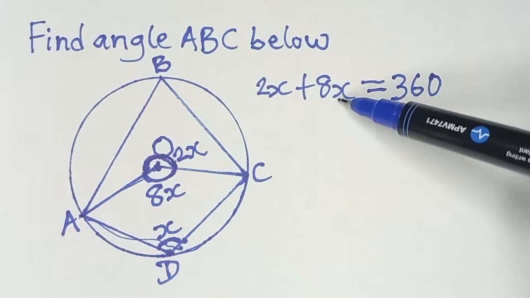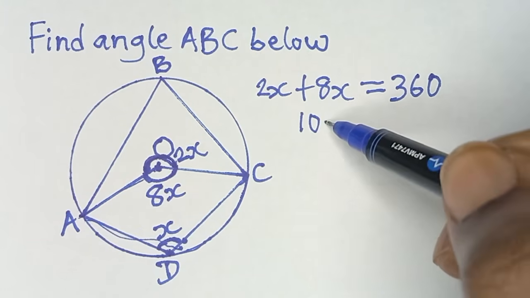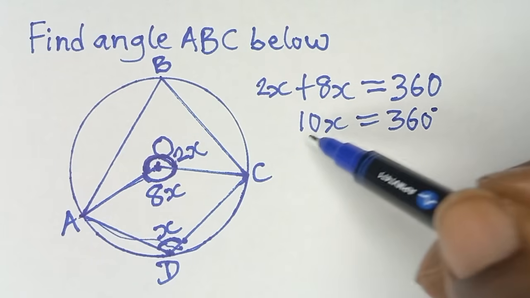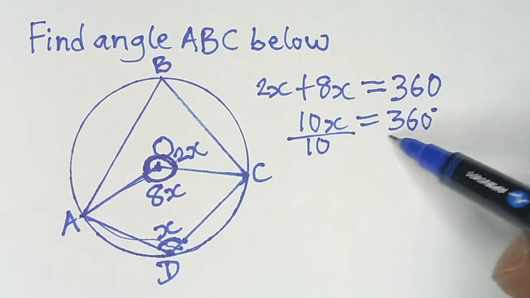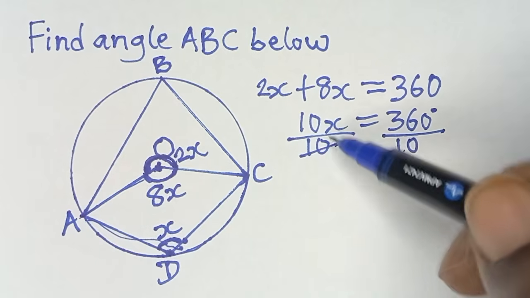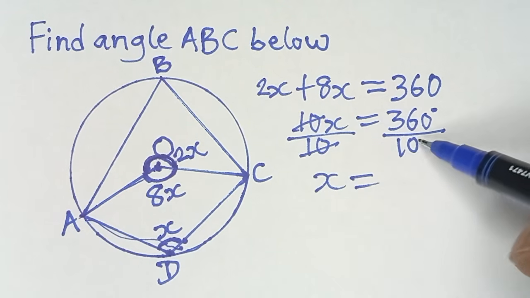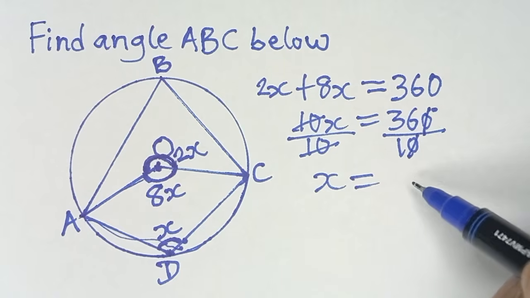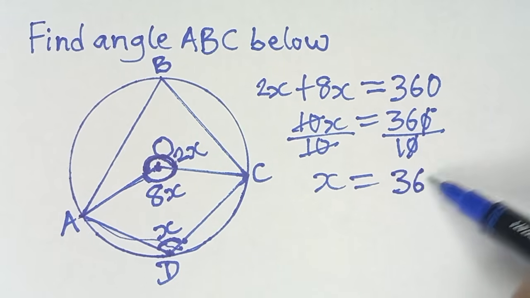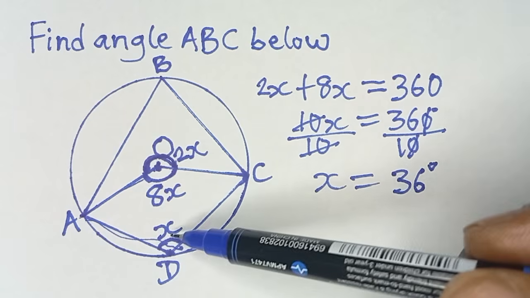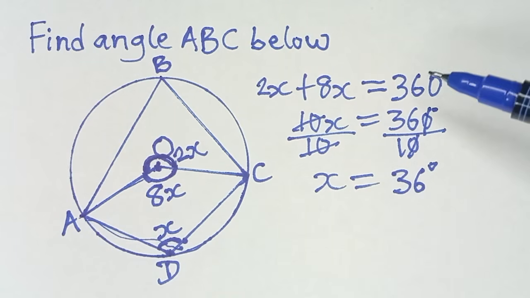So 2x plus 8x, which is 10x, is equal to 360 degrees. So I can divide both sides by 10. 10 will cancel 10, and I'm left with x. And that will be equal to, here 0 just cancels 0, so x is equal to 36 degrees. So that means the value of this angle X is 36 degrees.